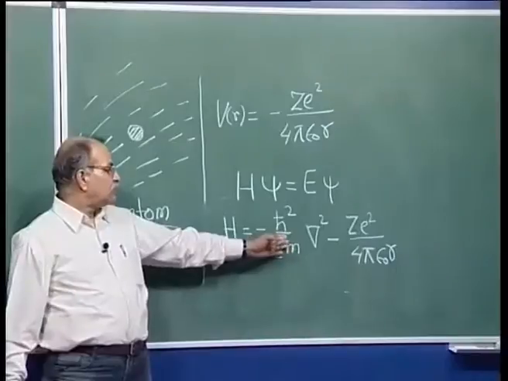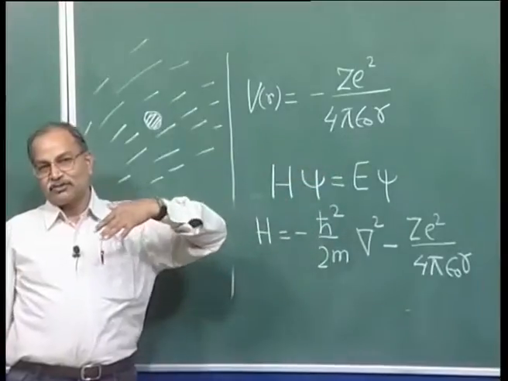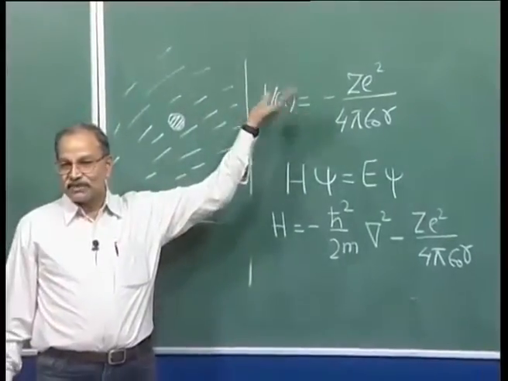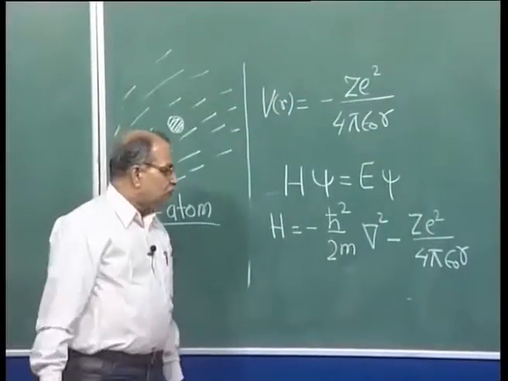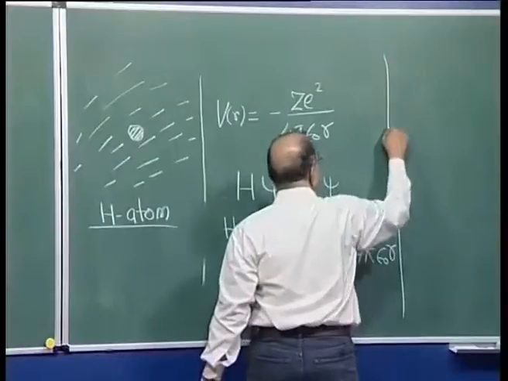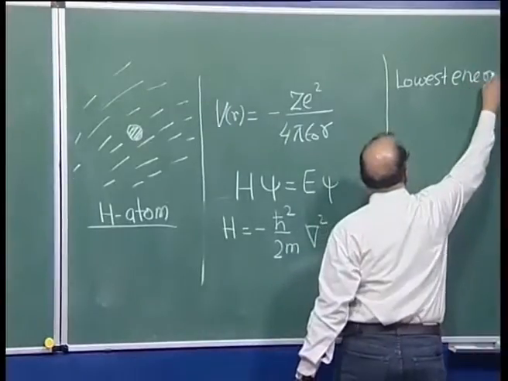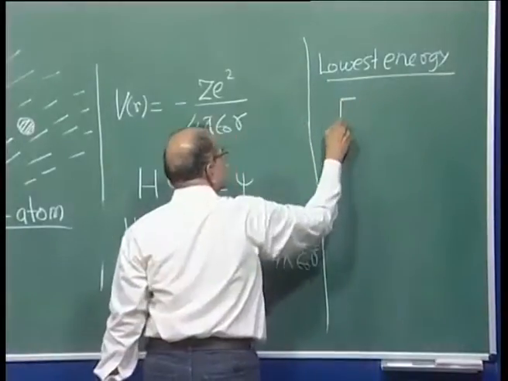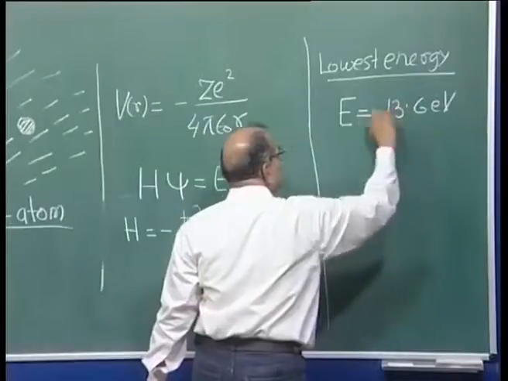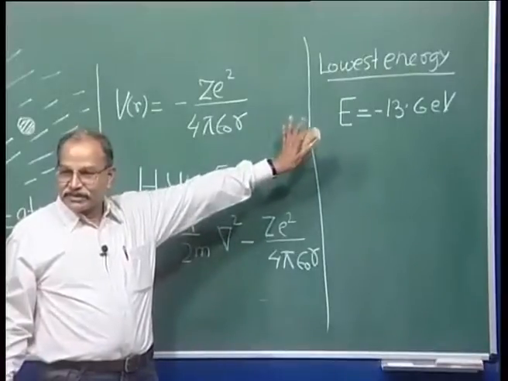With this Hamiltonian, you will solve this equation to get the energies, and you find that there are many levels, n equal to 1, n equal to 2, n equal to 3 and so on. Look at the lowest energy. How much is this? Remember, for hydrogen it is almost minus 13.6 eV. I can write it in terms of fundamental constants, h cross and the mass of the electron. So some energy is obtained.